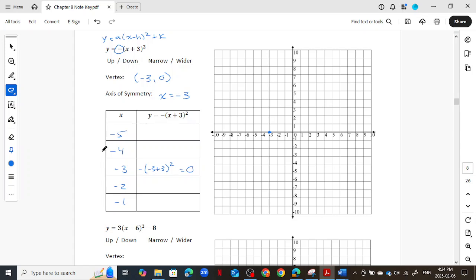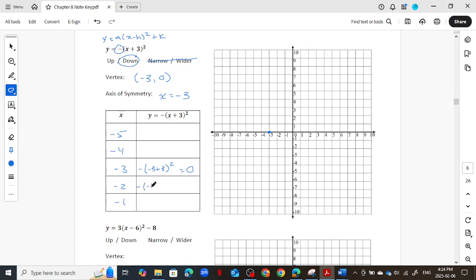Or the a value is negative 1. Is the graph going to open up or down? Down. Is it going to be narrower or wider? Nope, it's going to have a normal shape. So I could right away go over 1, down 1, over 2, down 4, over 3, down 9, or I can check with the table of values.